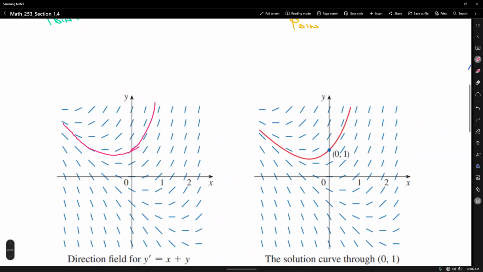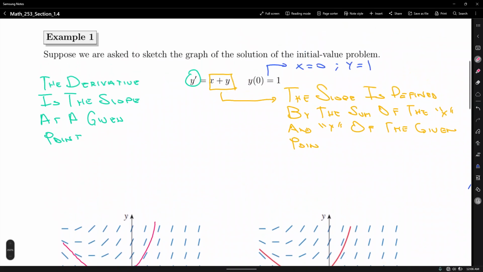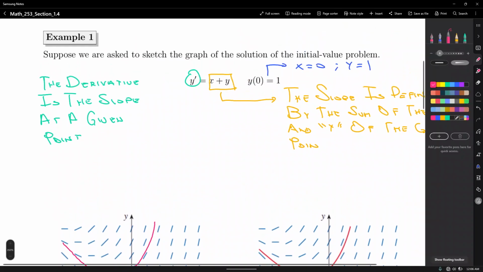Now for instance, what if we wanted to find the solution to the differential equation at the point, say, 1, 0 maybe?